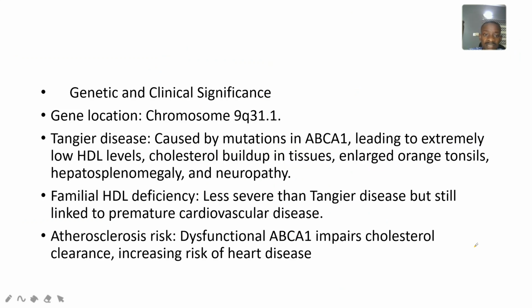So genetic and clinical significance: the gene is usually located on chromosome 9q31.1. In Tangier's disease, there's a mutation in it, leading to extremely low levels of high density lipoproteins, which are beneficial to us. It will now lead to a buildup of bad cholesterol in tissues. Then also in familial high density lipoprotein deficiency, it's like a severe form of Tangier disease. Then atherosclerosis risk, you know.